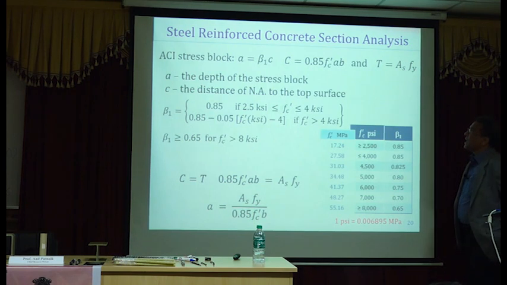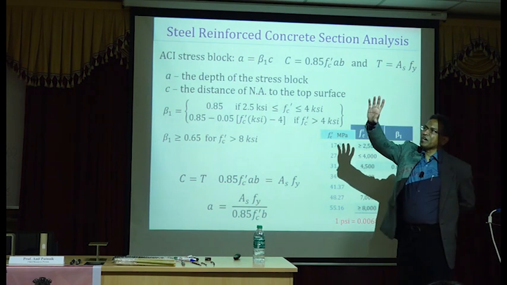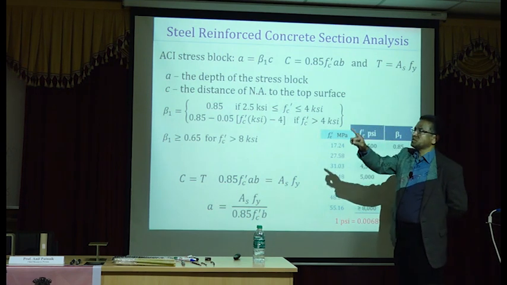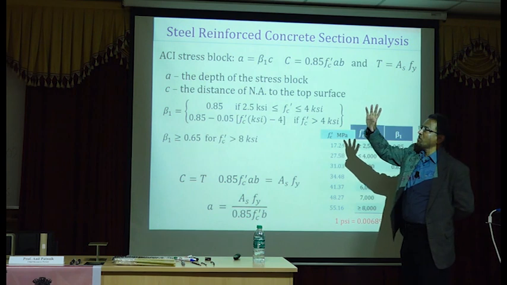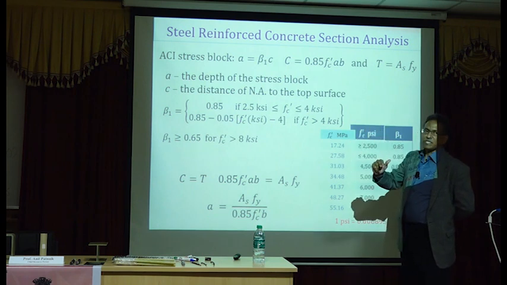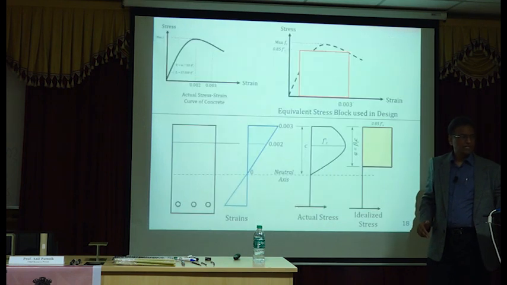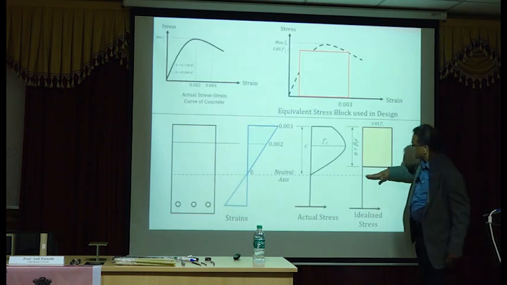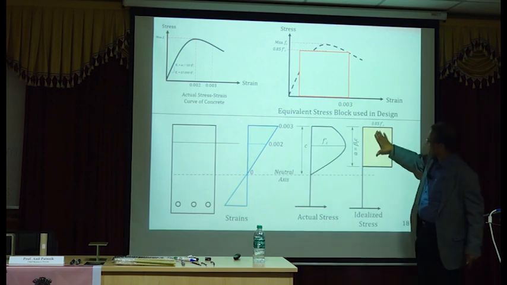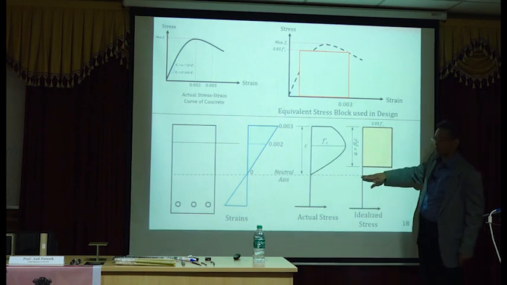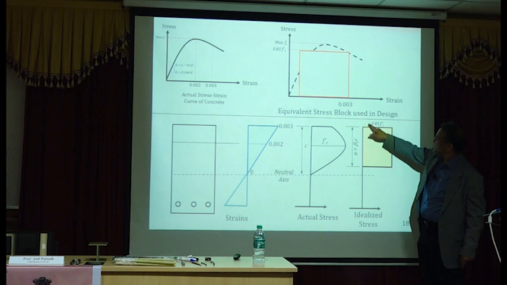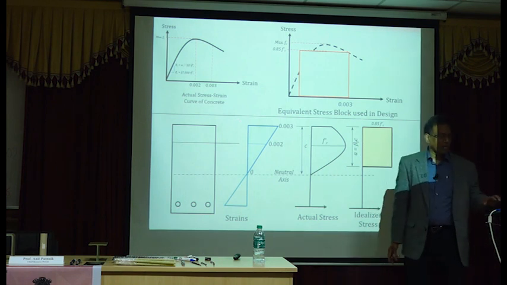Okay. Now, what is the relationship between the depth of the compression block, remember the compression block is rectangular in shape, and depth to neutral axis? Those two don't coincide, right? Here, this neutral axis is a little bit below the depth of the compression block. So there is a relationship between this and this. The relationship is this depth A equals beta 1 times C. We will define what beta 1 is.